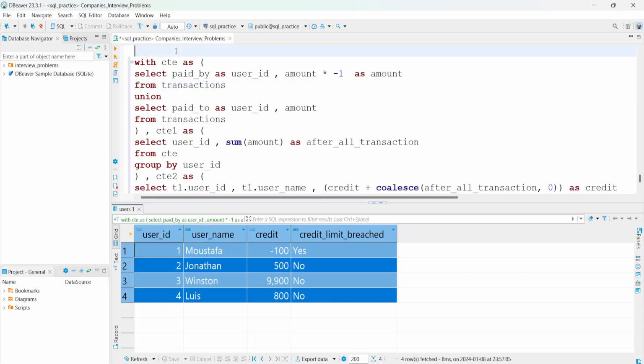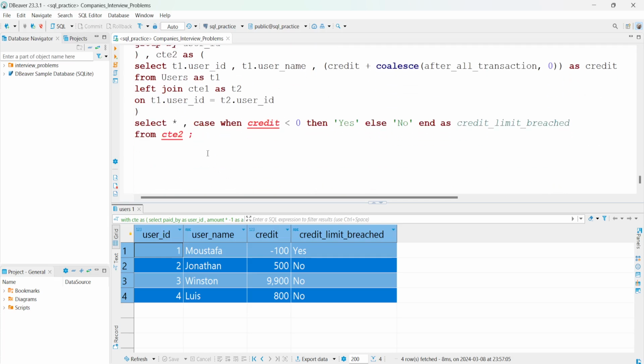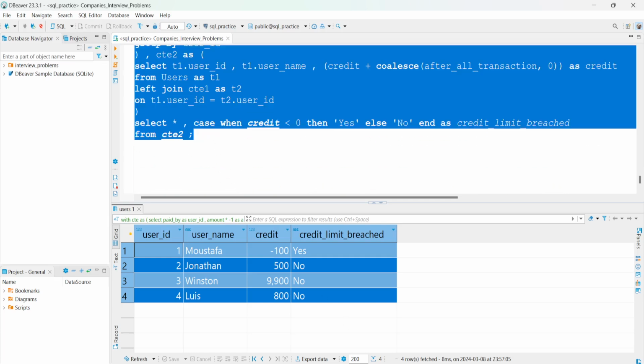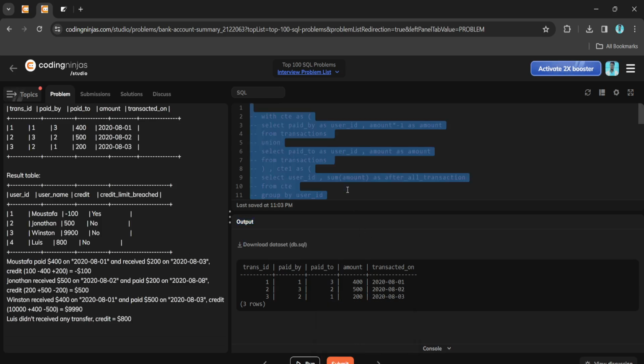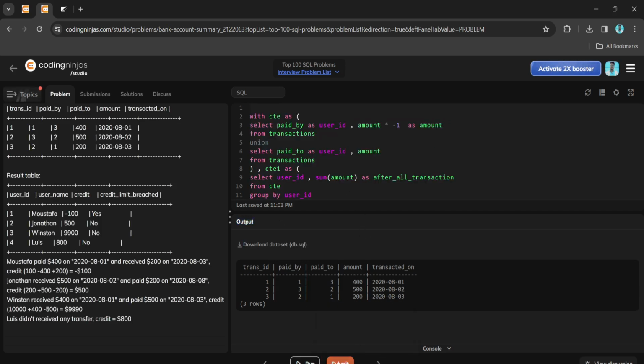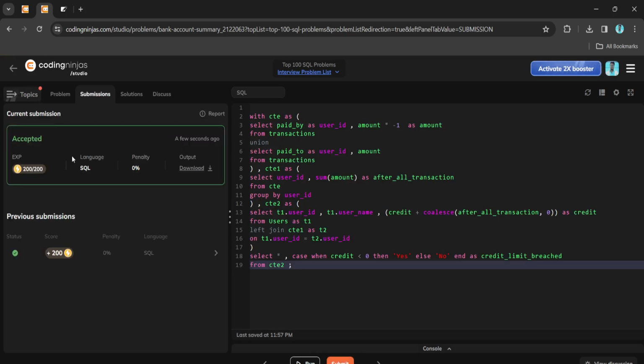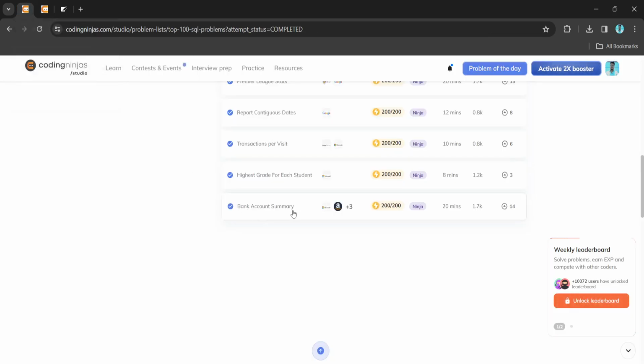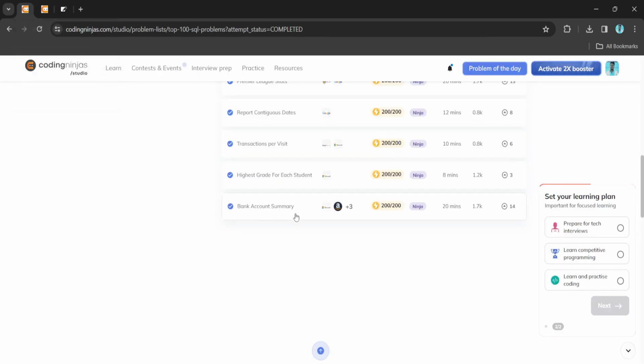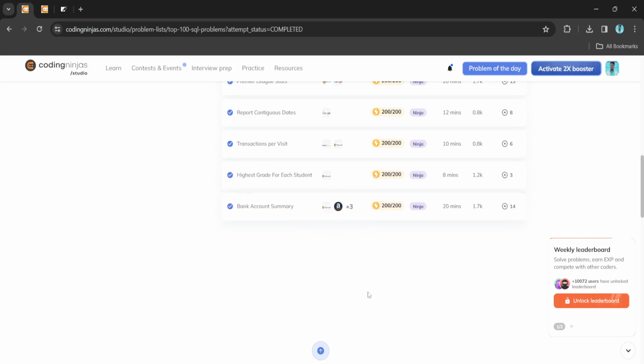This problem I have taken from Coding Ninjas. What we can do is paste this solution over here and check if this is working or not, right? So let me paste this and try submitting this one. Okay, this got accepted. And if you can see here, this is the problem Bank Account Summary, and this has been asked in almost all the FAANG companies, right? So this is a very important problem. You can see a lot of companies have asked this problem.